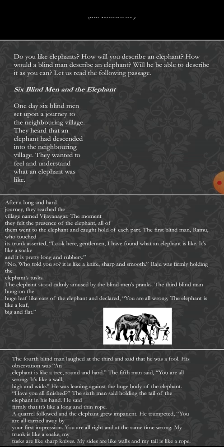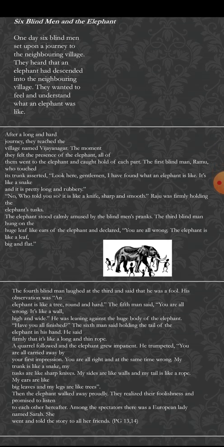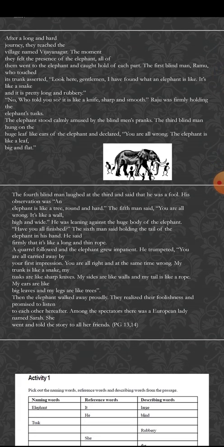Now, I'd like to stop right here and tell you the meaning of descended. Descended means something that is falling down or coming down. Okay, so the same time that the people were going, the elephant was also coming to the village. Okay, now let me continue. After a long and hard journey, they reached the village named Vijayanagar. Who went to the village? Six blind men. And who went along with them?